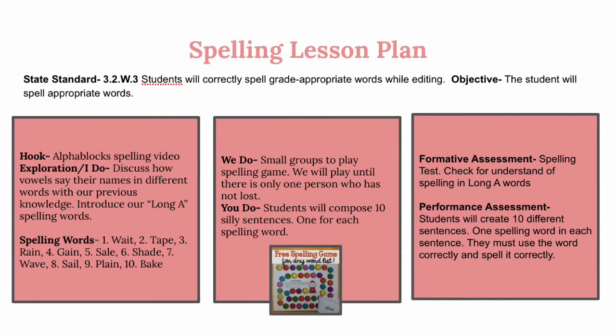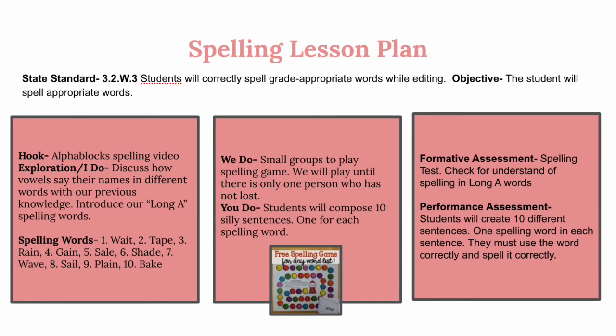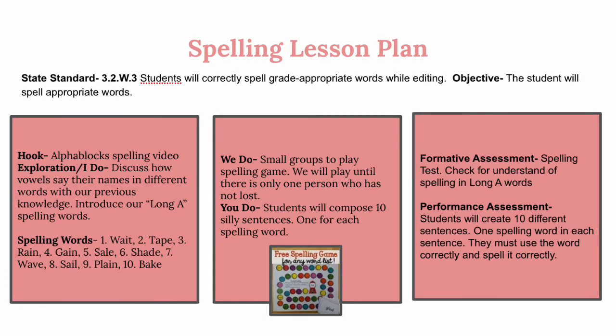Our spelling words are wait, tape, rain, gain, sail, shade, wave, sail, plane, and bake. For our We Do, small groups are going to play the spelling game. We're going to play the spelling game over and over again until students have played it throughout multiple groups, and there's only one person left in the whole room who has not lost yet, and that person will get to go to the treasure chest to pick out a treat.